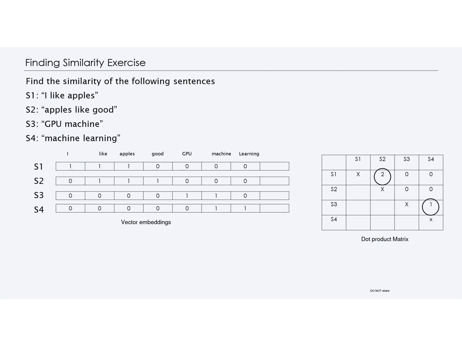For example, if you multiply S1 and S2 vectors element-wise, we find 1 times 1 plus 1 times 1, and that is 2. So S1, S2 entry is 2. Similarly, we find other entries of the dot product matrix. Now, looking at the matrix, clearly S1 and S2 are similar, but S1 and S3 or S1 and S4 have no similarity. This makes it easier to find similar clusters of documents.